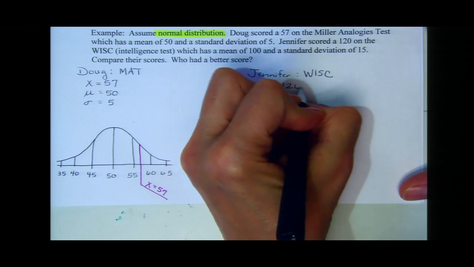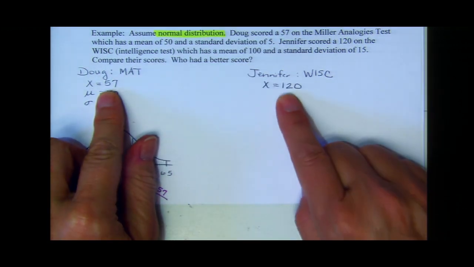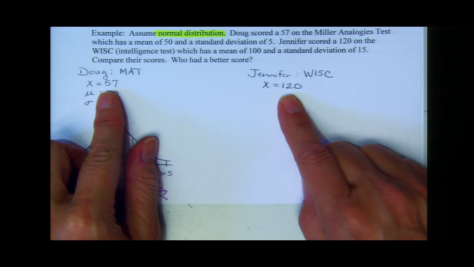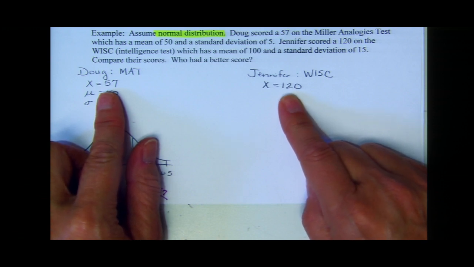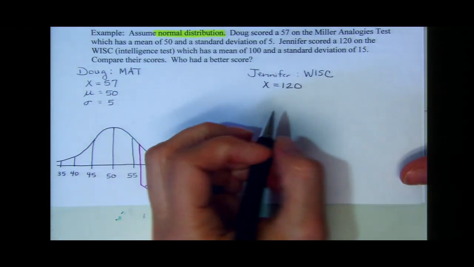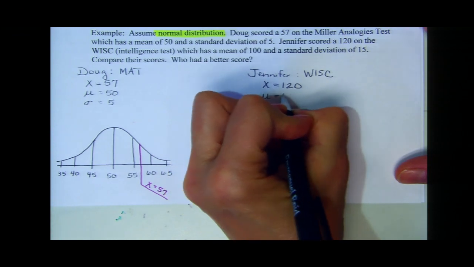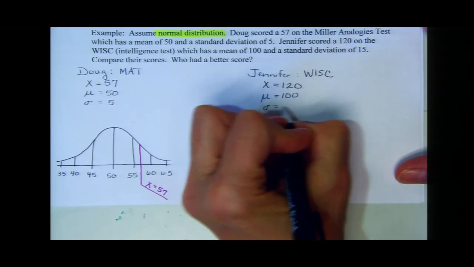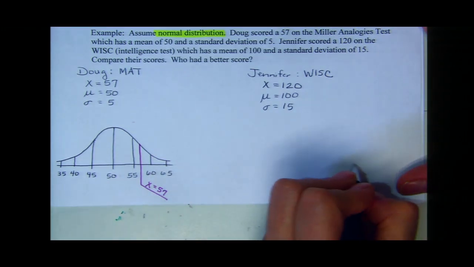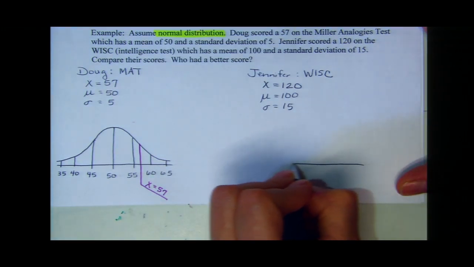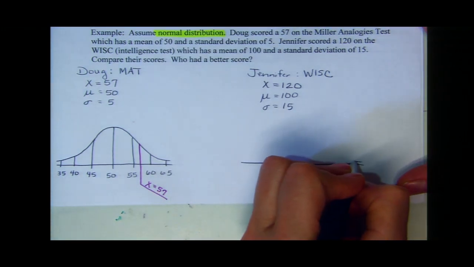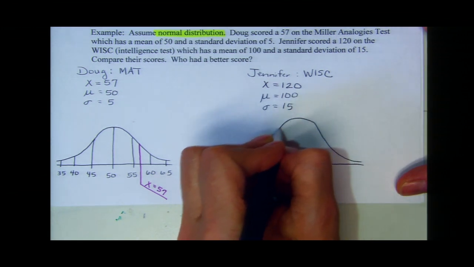Now, if they took the same test and I could compare the 120 to the 57, I'd say Jennifer blew him out of the water. But they took 2 different tests, with 2 different means and 2 different standard deviations. So we can't do that. For her test, the mean is 100 and the standard deviation is 15. So now I'm going to draw a normal curve and locate Jennifer's score.